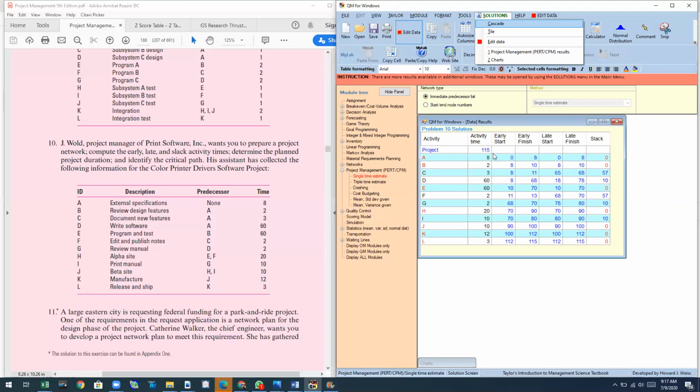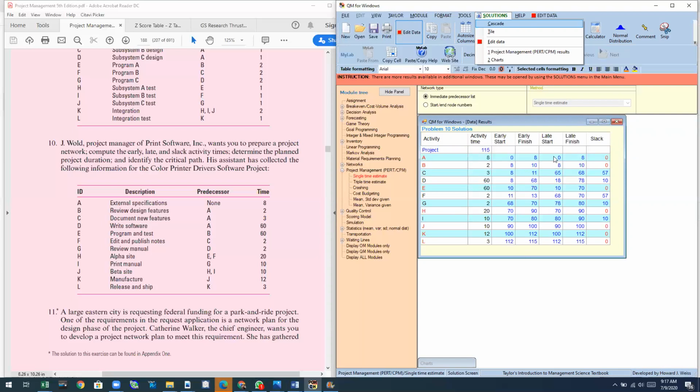So here we have our early start. These are the early start times for each activity, and these are the early finish times for each activity. As you can see, the early finish time is the early start plus the activity time. For example, early start 8 plus 2 is 10, and so on.